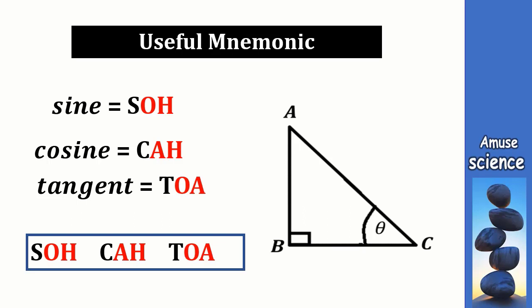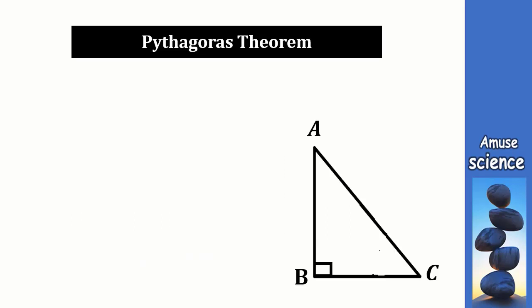Now there is another mathematical concept which is usually used in combination with trigonometry. And this mathematical concept is called the Pythagoras Theorem. The Pythagoras Theorem also deals with right-angled triangles, but it doesn't deal with any angle. It only deals with the three sides of the triangle. And so Pythagoras Theorem is able to relate the three sides of the triangle perfectly.